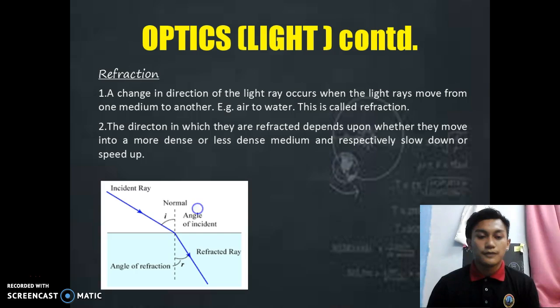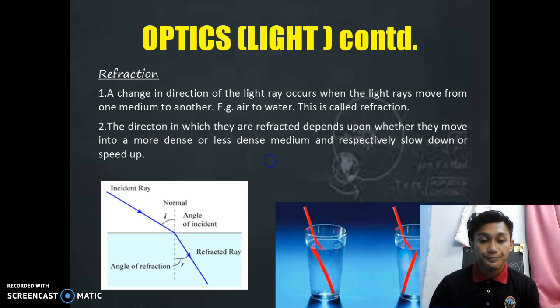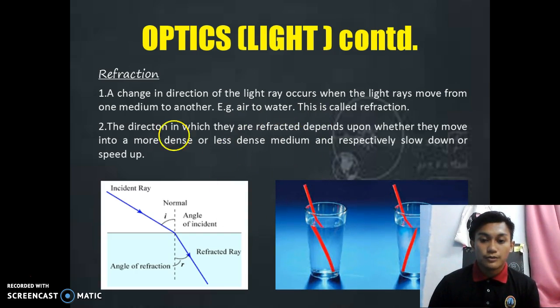Okay, now we go to refraction. A change in direction of a light ray occurs when the light moves from one medium to another, for example, air into water. This is called refraction. The direction in which they are refracted depends upon whether they move into a more dense or less dense medium, effectively slowing down or speeding up. This is what we see every day. We call it refraction.